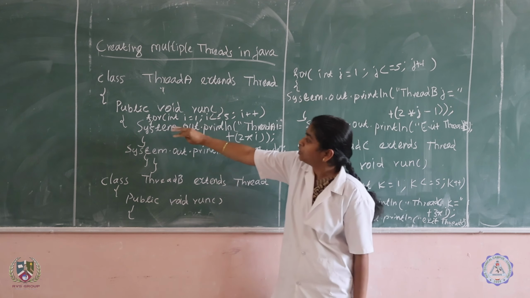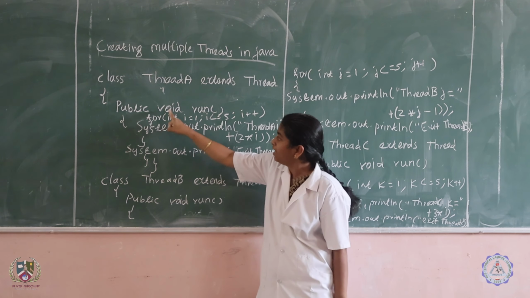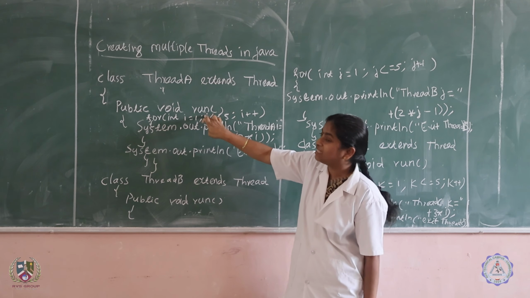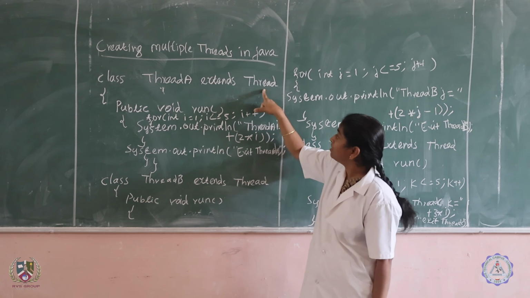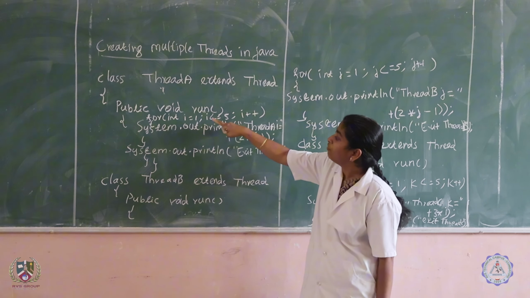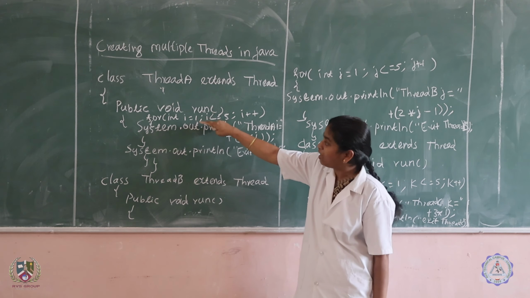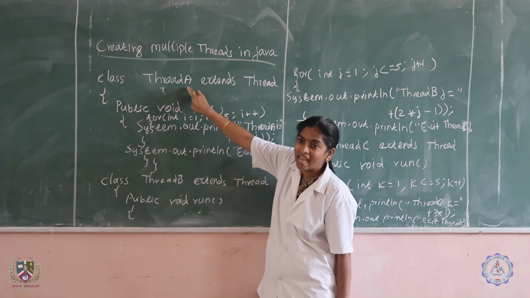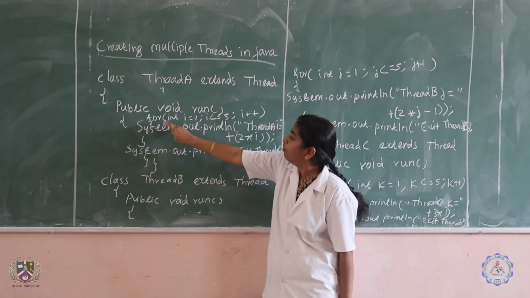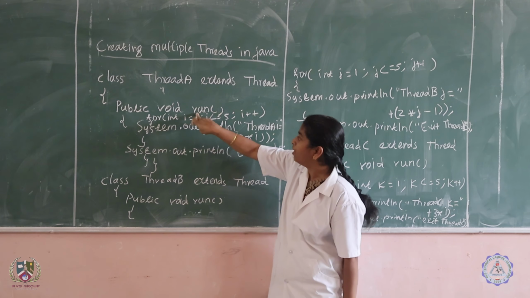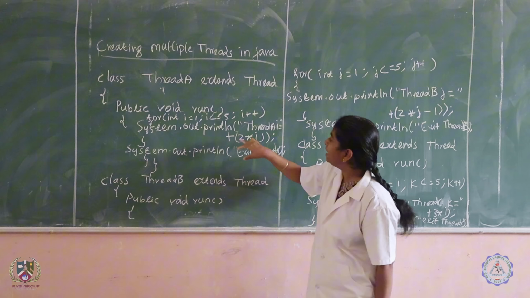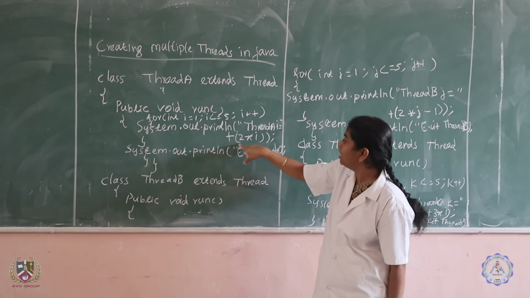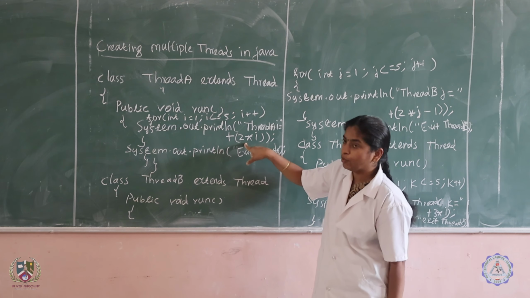Okay, next, public void run. Run is a method which is already defined in the Thread class. Here we are overriding the run method for the ThreadA class. In the body of the run method, we are just printing the first 5 numbers of the 2 table.